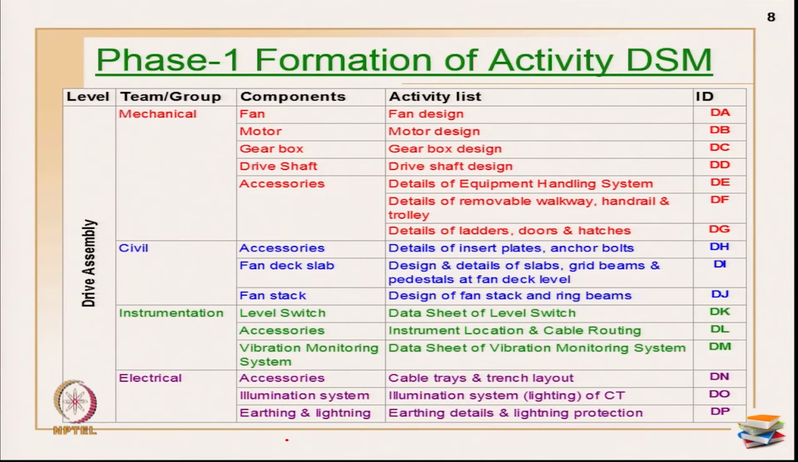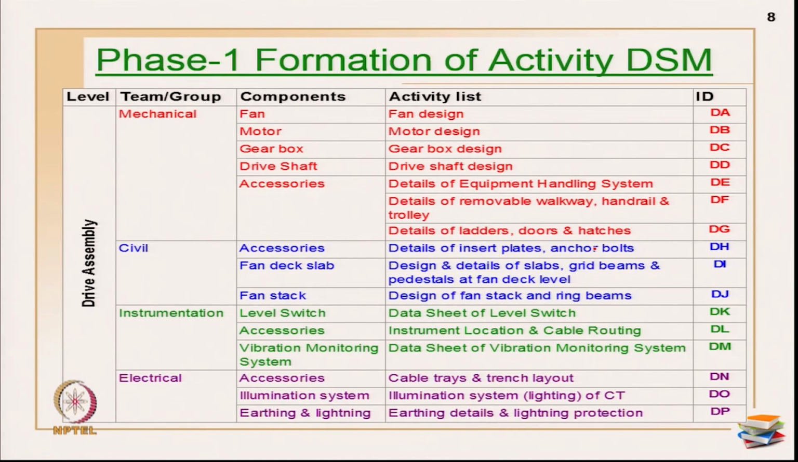So, I have one activity identified for all the components. Never is it one, but in this case it happened to be one. So, I have fan design, motor design, gearbox design, drive shaft design, details of equipment handling system, details of removable walkway, handrails and trolley, details of ladders, doors and hatches. Primarily the layout and all these have to be shown. So, these are all the activities I have for the mechanical discipline, okay, in the drive assembly alone.